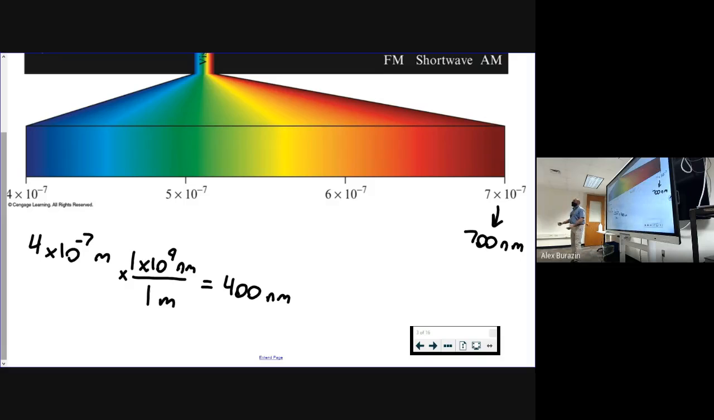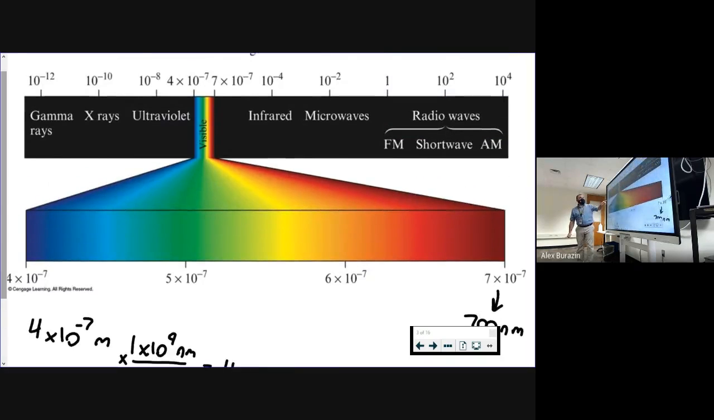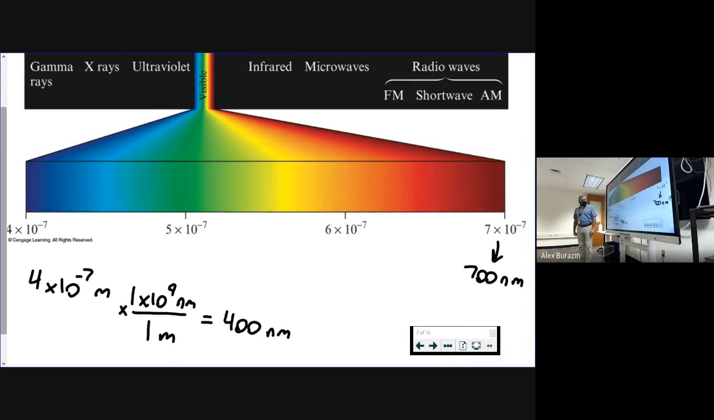All right. So again, more often than not, when we talk about the different types of light and we're talking about visible light, we'll use nanometers. The visible region runs from 400 nanometers up to 700 nanometers. That's it. That is the entirety of the visible region. Now, on here, it makes it look way bigger than it is. It's quite literally a sliver. What we can see is a sliver on this scale, and the rest of it is different types.